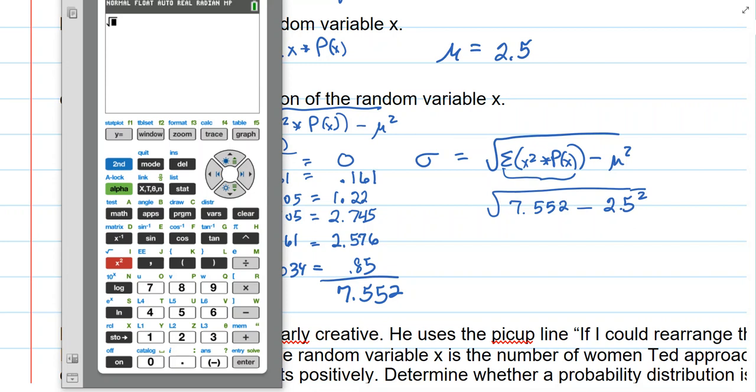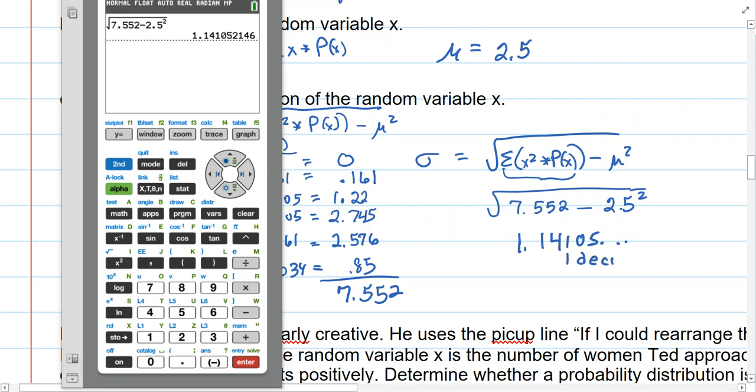Second, square root, 7.552 minus 2.5 squared, and hit enter. And I get this number, 1.141105, and so on. They're going to ask you to round to one decimal because it's an approximation on probability. And this is our standard deviation for the population.